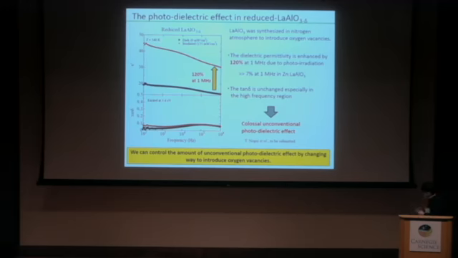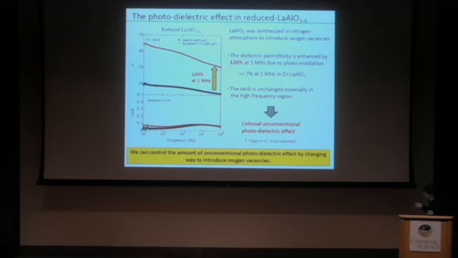Finally, I will introduce the recent development of lanthanum aluminate-based photodielectric effect. We synthesize the lanthanum aluminate in nitrogen atmosphere to introduce the oxygen vacancies. This figure shows the frequency dependence of the electric permittivity and tangent delta in reduced lanthanum aluminate. The black circles indicate the results for dark state, and red circles indicate the results under the photoirradiation. You can find the dielectric permittivity is enhanced by 120% at 1 MHz due to photoirradiation.